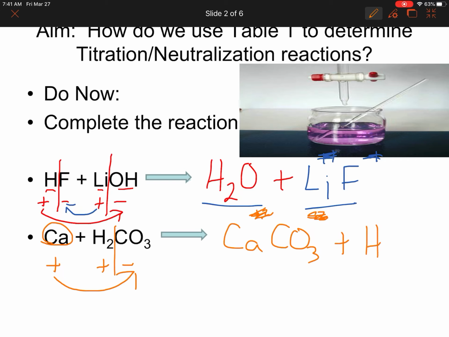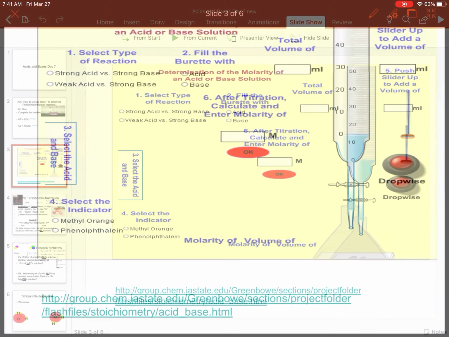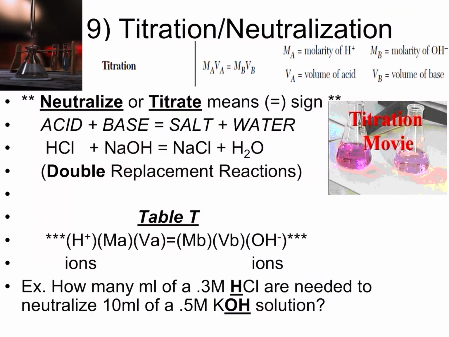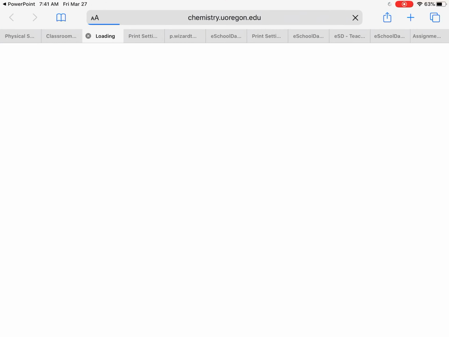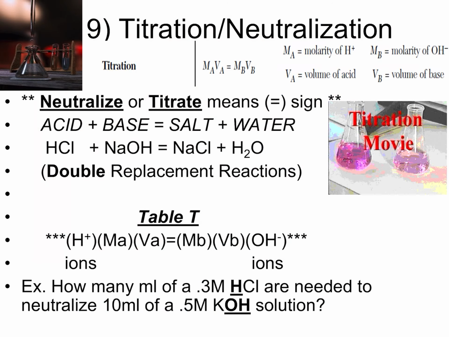Plus H2. Okay, let's move on. This is something you can look up on your own time. It shows the lab that we should have done, which is called acid-base titration. Okay? Let's move on.